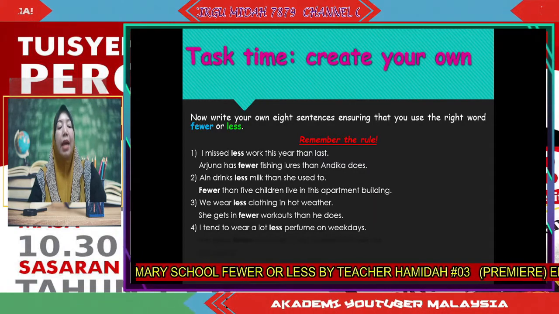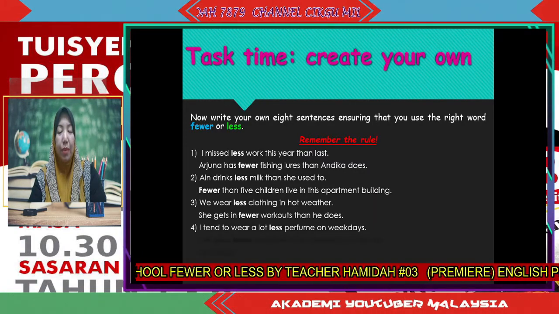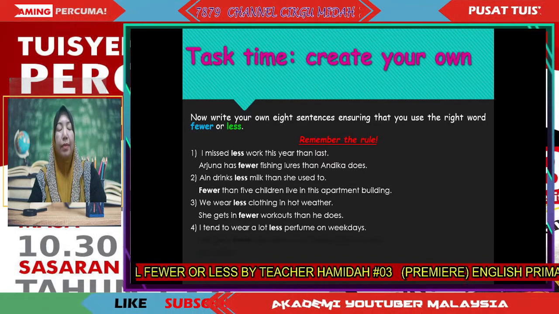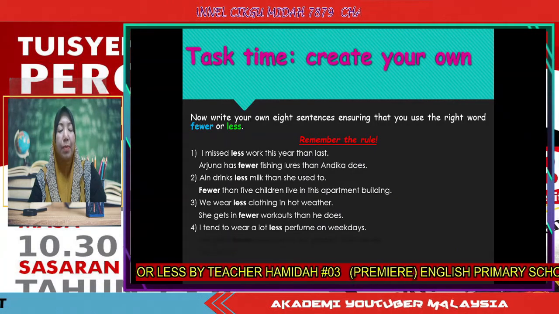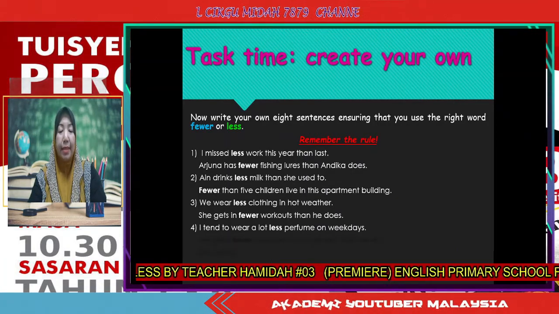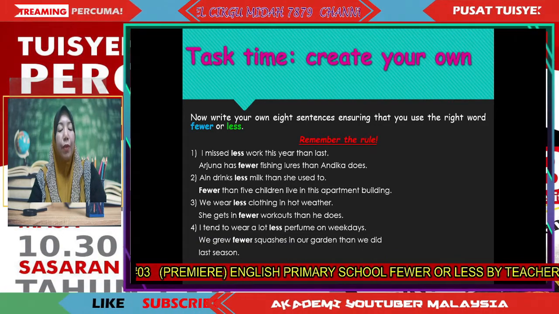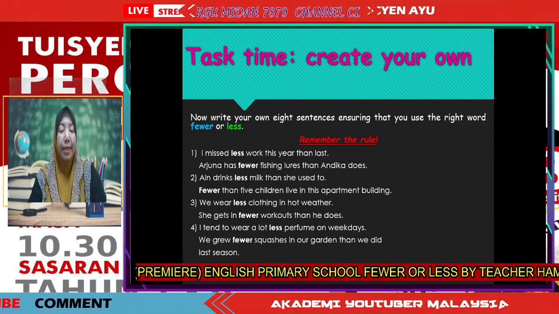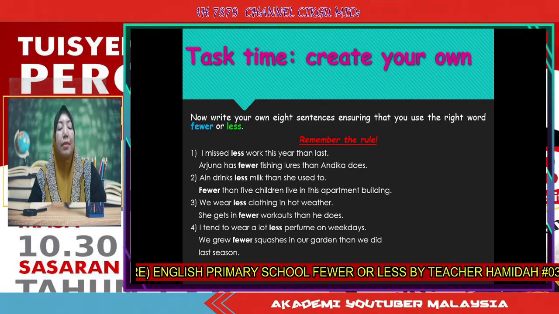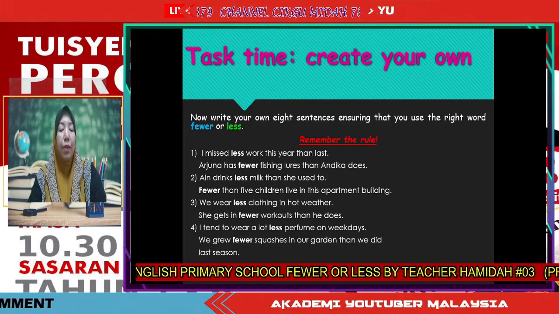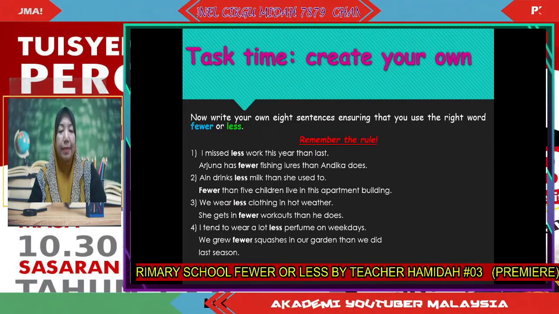Number 4. I tend to wear a lot less perfume on weekdays. We grew fewer squashes in our garden than we did last season.